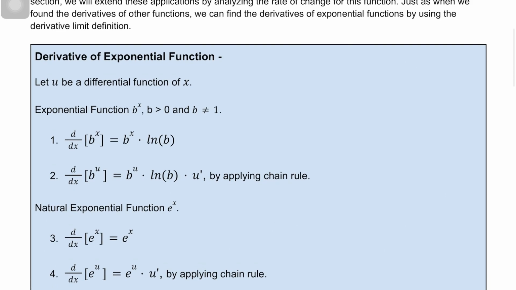So let's begin with this rule. For the purpose of this rule, let's assume that u is a function of x, and that u is also differentiable. So u is any function of x. And we define the exponential function as b to the x, where b is any number. So this would be an example of an exponential function. Remember that the base b needs to be greater than 0, it cannot be negative, and it cannot be 1. So it has to be greater than 0, but not equal to 1.